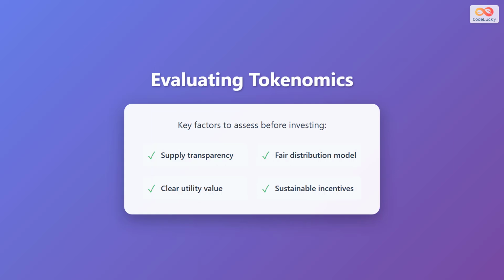Before investing in any cryptocurrency, evaluate its tokenomics carefully. Check for supply transparency to ensure you understand how many tokens exist and will be created. Examine the distribution model to verify it's fair and doesn't overly favor insiders. Assess whether the token has clear utility value and solves real problems. Finally, determine if the incentive structure is sustainable long-term without relying on unsustainable rewards. Strong tokenomics is a foundation for successful cryptocurrency projects.